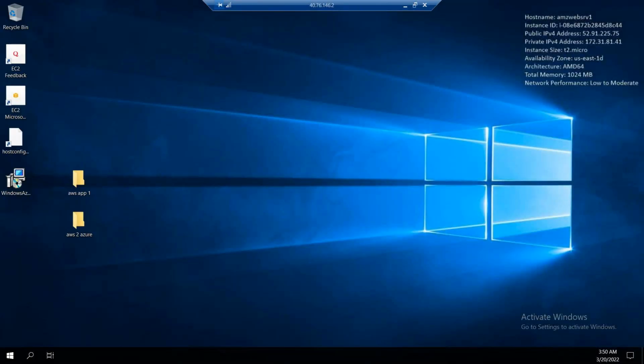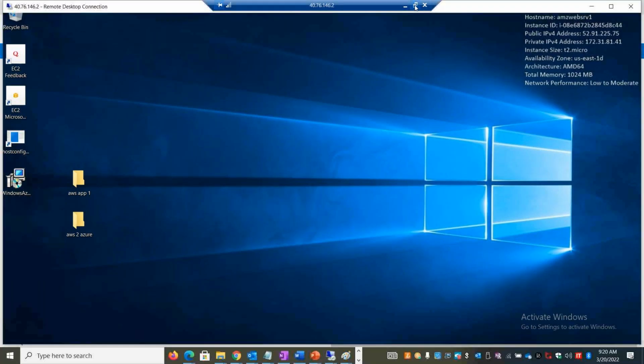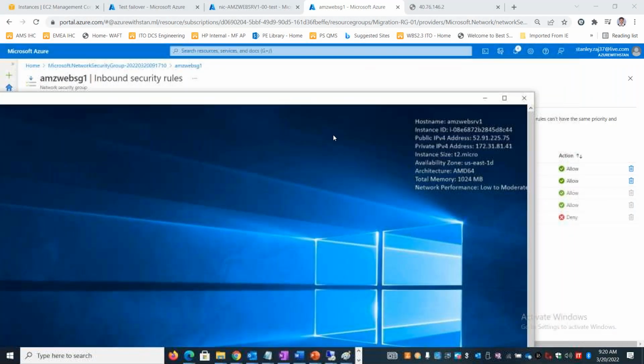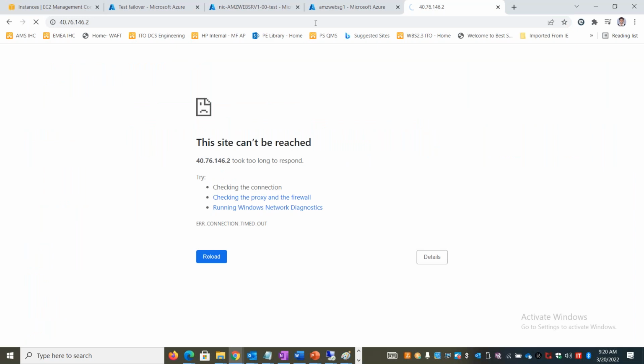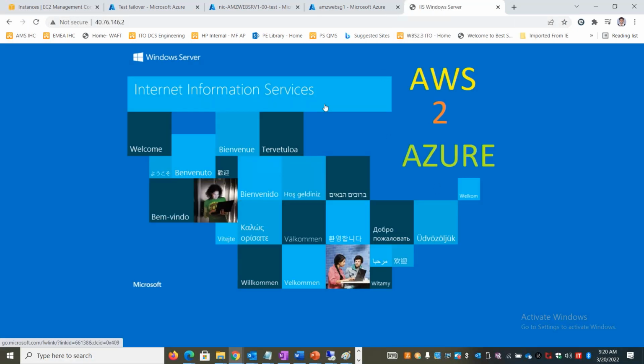So I should start seeing all the folders and the specific shortcuts that were there on the desktop, right? So all these things are available. Okay, we are able to log in and the system is currently in US East 1D. Okay, so we are perfectly good here. So now we can also check whether the web page is opening. Perfect. Okay, so AWS to Azure.